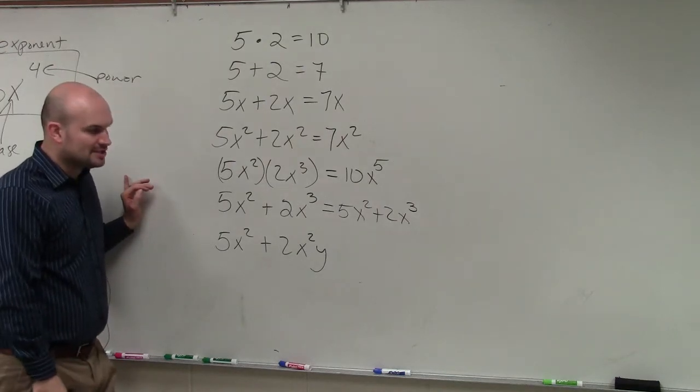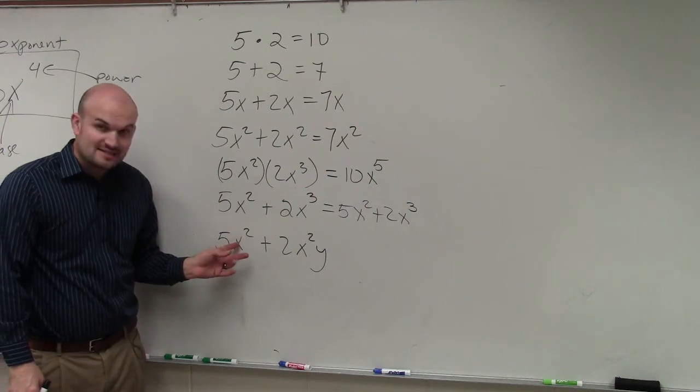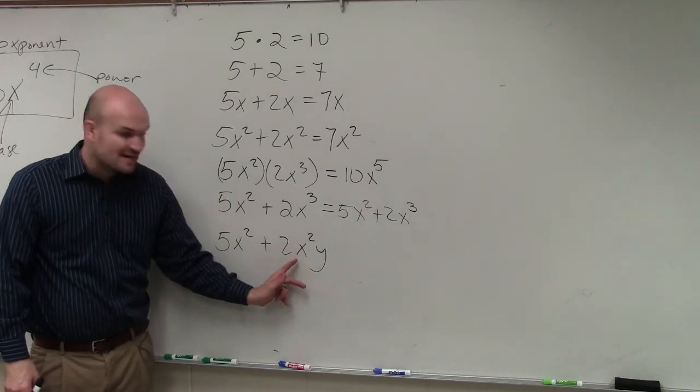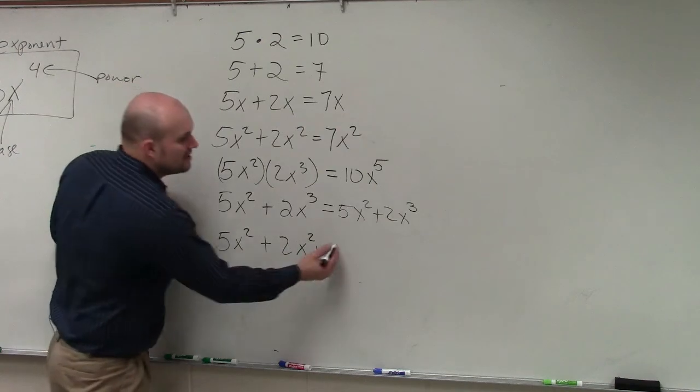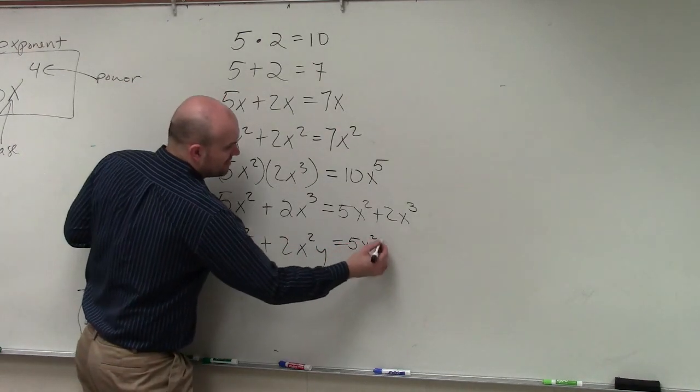They're not like terms. And the same fact here. This has the variable factors x times x. This one also has the variables x times x. However, this also has the y. So since they don't have exactly the same variable factors, you cannot combine these terms.